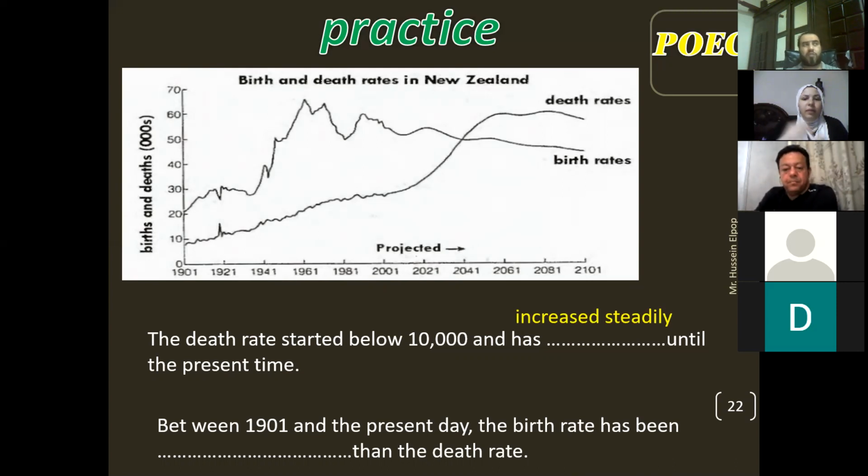Okay, the second one. But Mr. Hussein, just a moment. It can't be a noun here. It should be a verb. If I put "an increase," the noun, we can say the death rate started below 10,000 and then we come to the present. This doesn't make sense. It should be a verb here, yes, because it should be parallel with the first part, parallelism, exactly. Okay. Now number 2. Between.